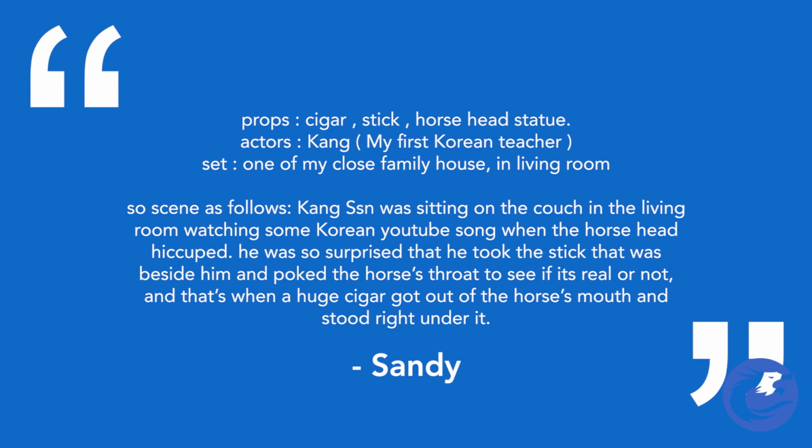So the scene is Kung, the teacher, was sitting on the couch in the living room watching some Korean YouTube song. Good to have music in there. When the horse head hiccuped. So I guess there was a horse head just sitting next to him, right? He was so surprised that he took the stick that was beside him and poked the horse in the throat to see if it's real or not. And that's when a huge cigar came out of the horse's mouth and sat under it. And the horse smiled with his mouth.